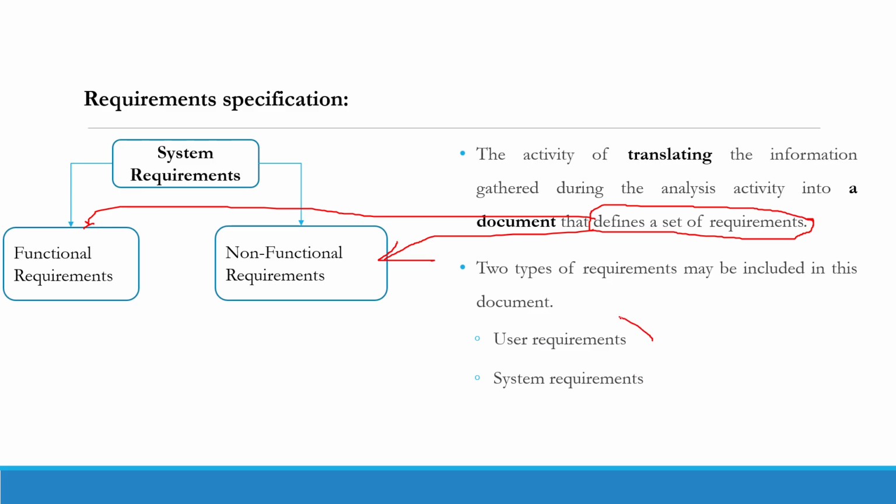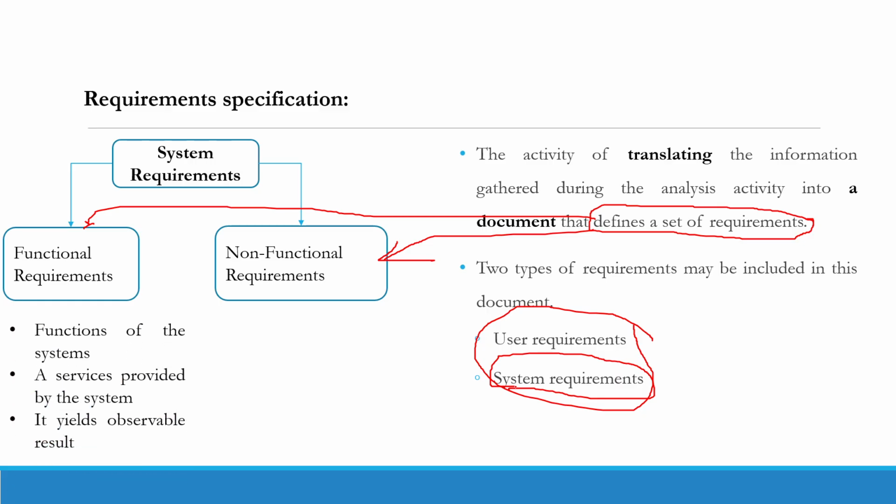In general, we have two types of requirements: the user requirements, which are written in natural language and diagrams, and the system requirements, which describe the intended quality of service of the system. So we have to check that the system has its own quality. At the same time, it also has its functional requirements. When we say functional requirement, this is the function of the system or a service provided by the system. It yields an observable result. Basically, the system is built based on this functional requirement, and at the end of the day, this functional requirement must be achievable by the system developers, otherwise the system cannot work.